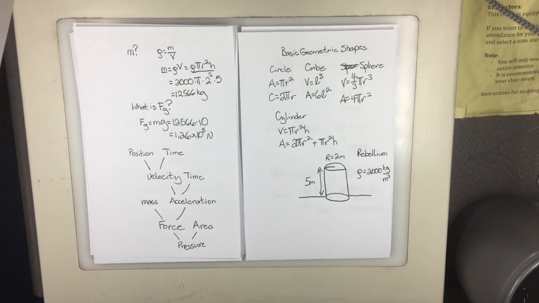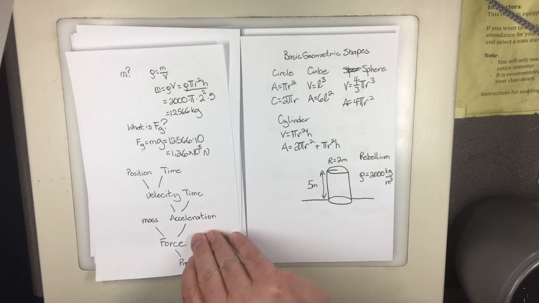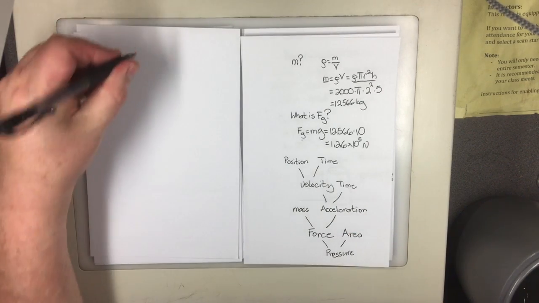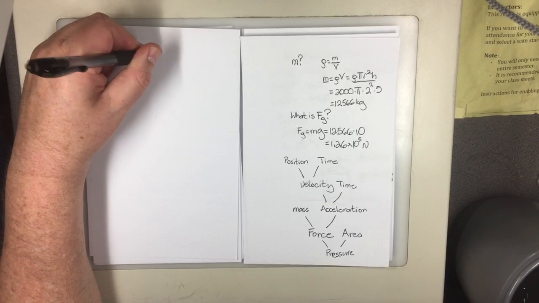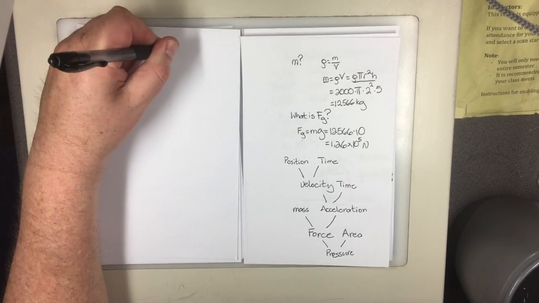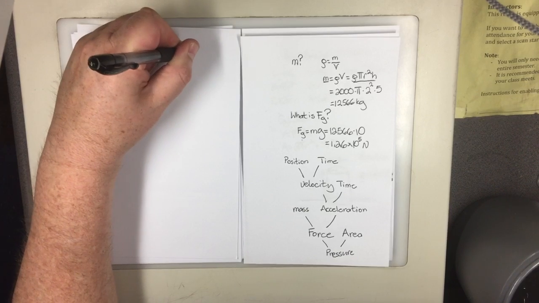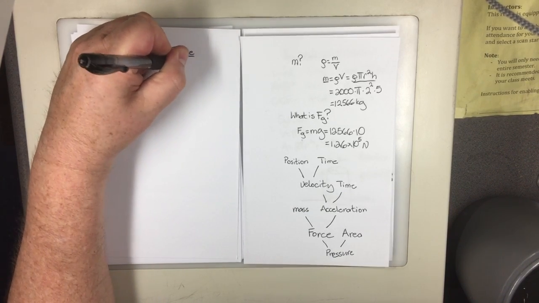So starting from basic principles, change in position with respect to time is velocity. Change in velocity with respect to time is acceleration. Acceleration times mass is force. And now we have pressure is equal to force divided by area.